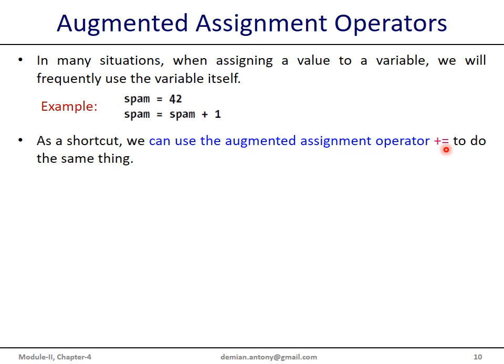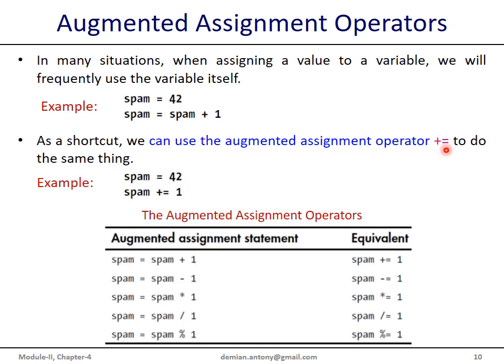These augmented operators are very common in compiled languages like C, C++, Java, C#, and other interpreted languages. Here is a set of augmented operators. We have plus equal, minus equal, star equal, slash equal, as well as percent equal, the modulus operator.